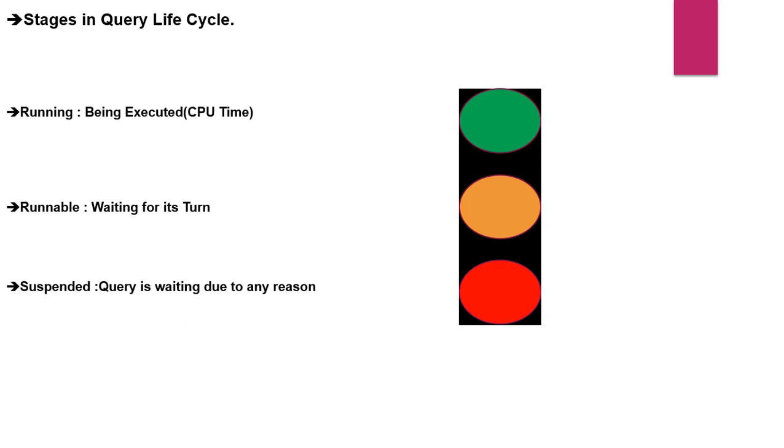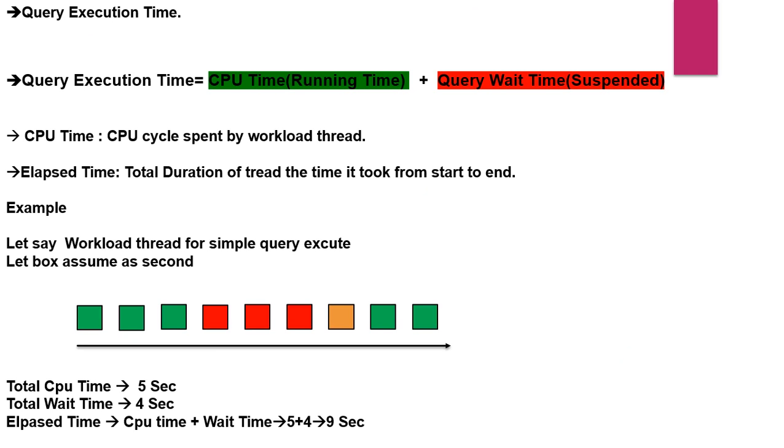Let's proceed further and understand query execution time. Query execution time is nothing but CPU time plus query wait time. CPU time is the amount of CPU cycles spent by a workload thread on a particular processor or CPU. Elapsed time is the total duration of that thread, the time it took from start to end.